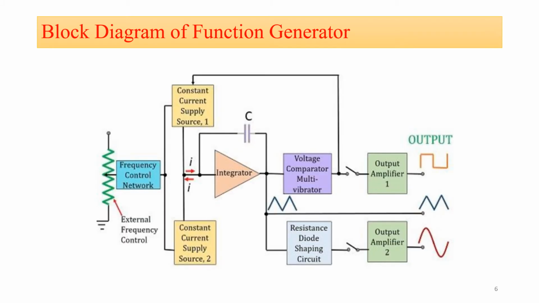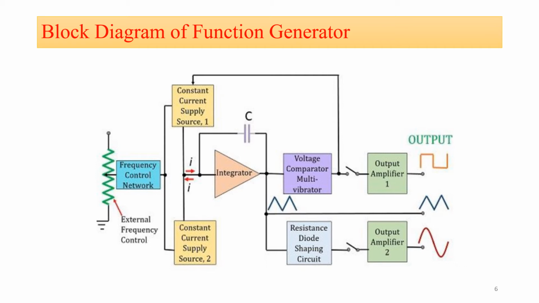Now let's see the block diagram of the function generator. In the function generator, the frequency is controlled by varying the magnitude of the current which drives the integrator, and the frequency controlled voltage is used to regulate two current sources, namely an upper current source and a lower current source. The upper current source is also called constant current supply source 1, and the lower current source is also called constant current supply source 2.